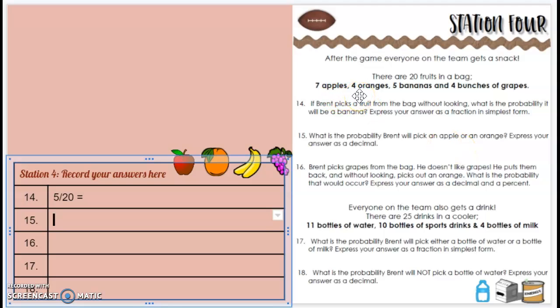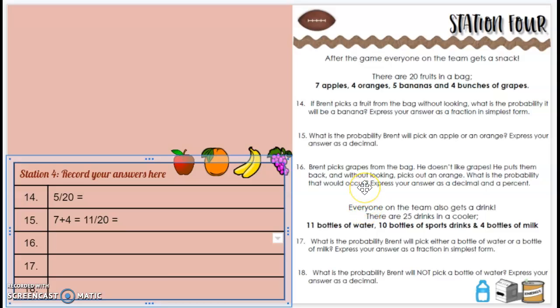We have 7 apples plus 4 oranges equals 11 over 20. And you need to express that in a decimal form, so you're not quite done with that one either. You need to divide 11 divided by 20 to get that decimal.